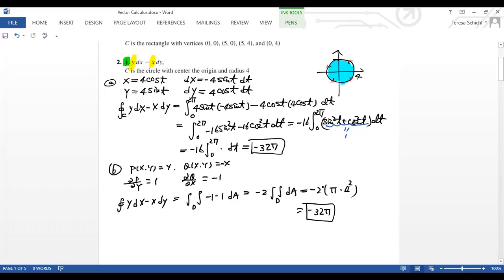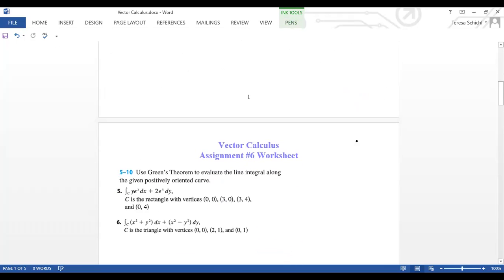So, you know, whether you use the parametrization or you use Green's theorem, I think both methods are pretty easy, right? Green's is maybe a little bit easier, but it's pretty similar.